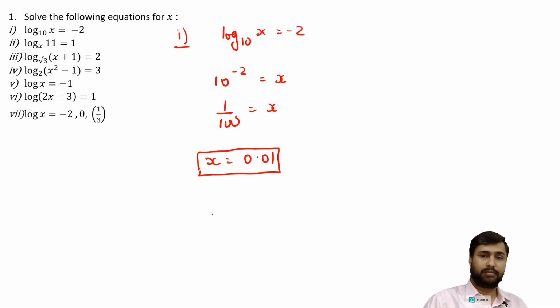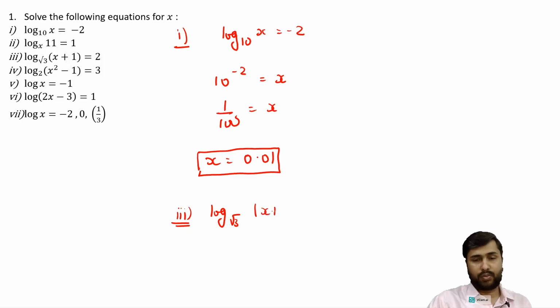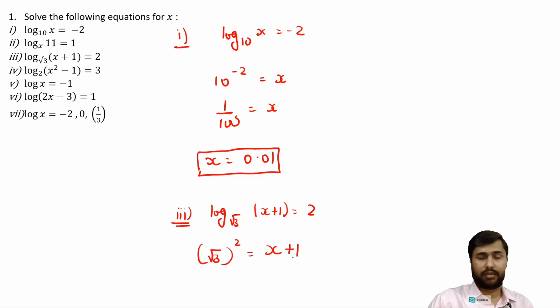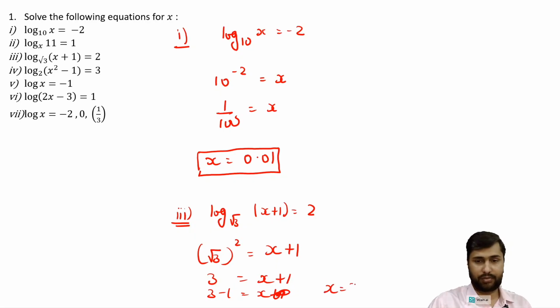Moving to the next part of the questions. Now in this part you can see it is given log to the base root 3 of x plus 1 is equal to 2. So we know that this is the base, this is the exponent. So root 3 square would be equal to 3, which is equal to x plus 1. Now 3 minus 1 is equal to x. Sorry, this would not be x plus 1, right? So this will be x is equal to 2.